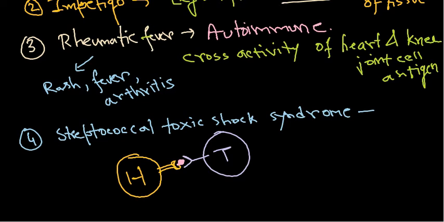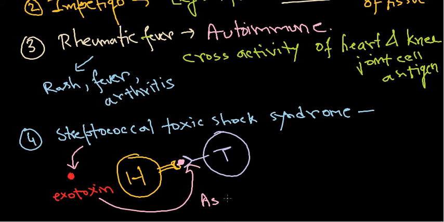Simply the interaction. In this case, the Streptococcus is producing a cell-destructive exotoxin. This exotoxin is acting as a super antigen. As it acts as a super antigen, this exotoxin replaces the antigen peptide sequence presented by the MHC molecule.